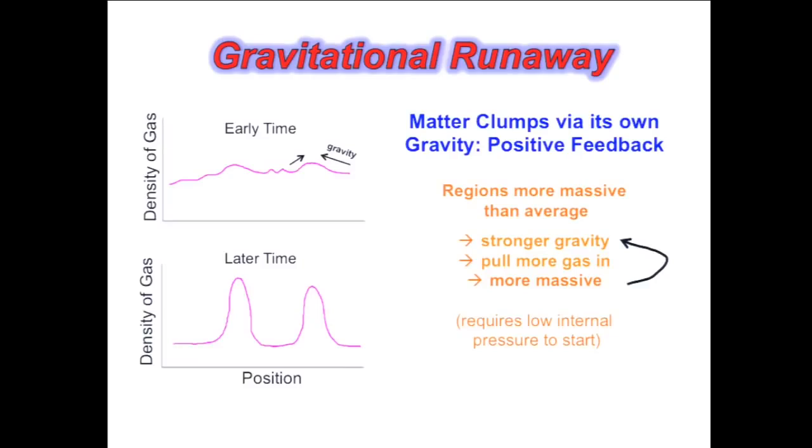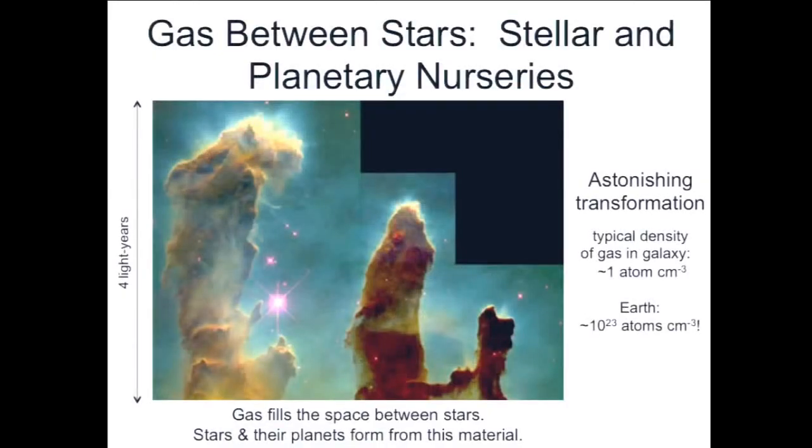And so the idea roughly is the following. In a cloud of gas like this picture here, the amount of stuff at any given point isn't exactly the same everywhere.